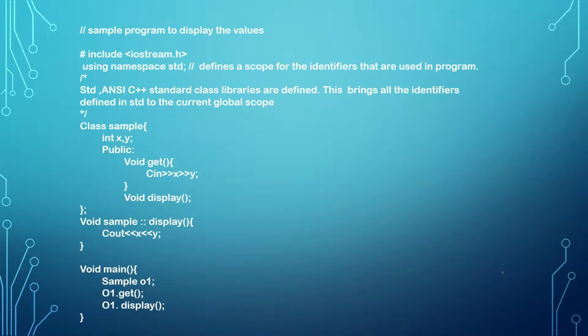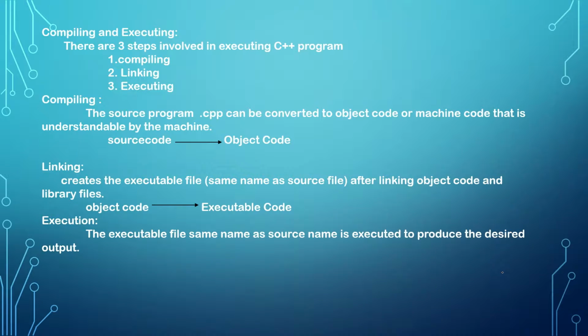Now we have created a sample program. We save this code under a file name with .cpp. Let us look into how to compile and execute your code. While compiling and executing, there are 3 steps involved. First, when you compile your code, your source program will be converted to object code. Then this object code will be linked with the library files and creates an executable code.